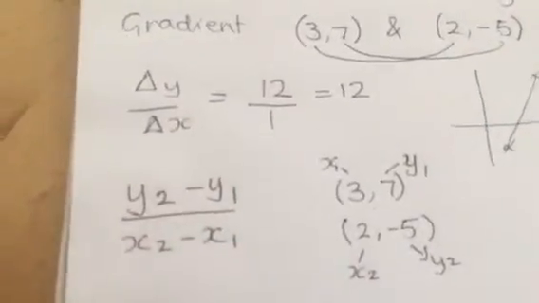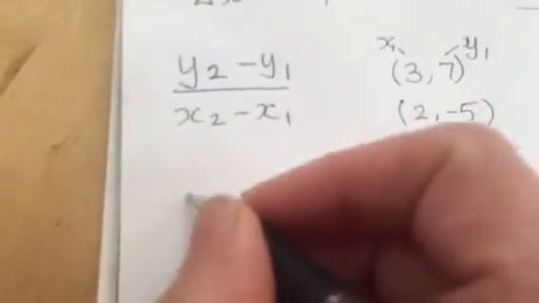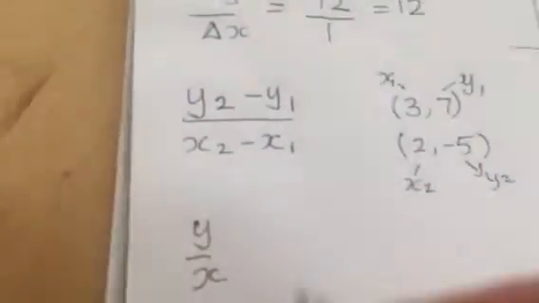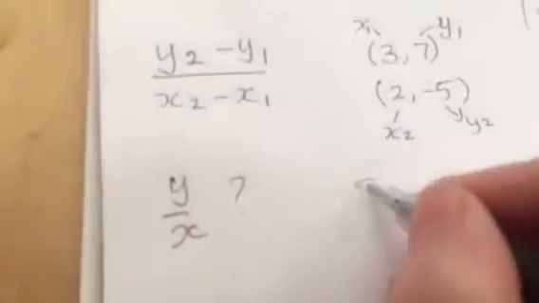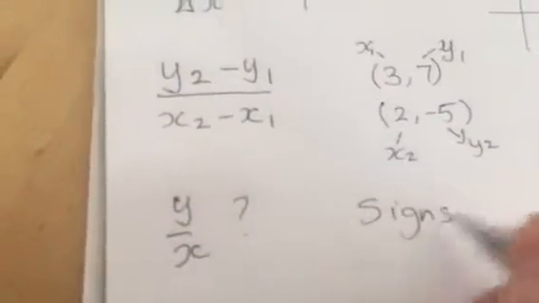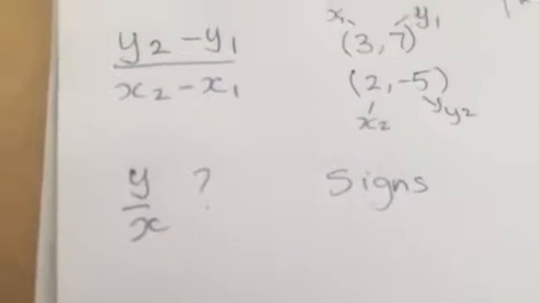Whenever you find a gradient, always do 2 last checks and ask yourself, have you done y over x instead of x over y? That's a very common error. And also, the question you ask yourself, double check the sign, is it a positive or a negative?